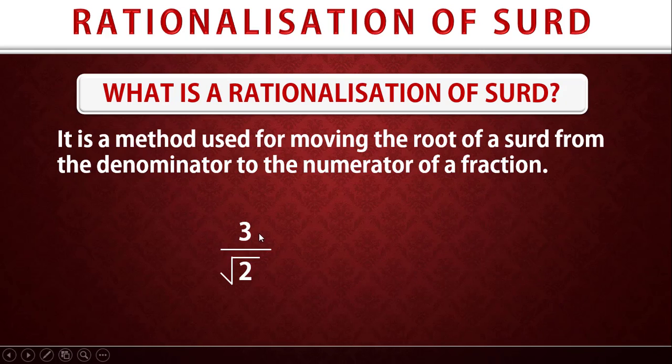If you observe, the 3 is at the numerator side of this fraction and the root 2 is at the denominator side. So we want to remove this root 2 from the denominator side and move it to the numerator side. To do that, we multiply the numerator and denominator by that root. That means we multiply by root 2, so we have multiply by root 2 all over root 2. I hope you got the idea.